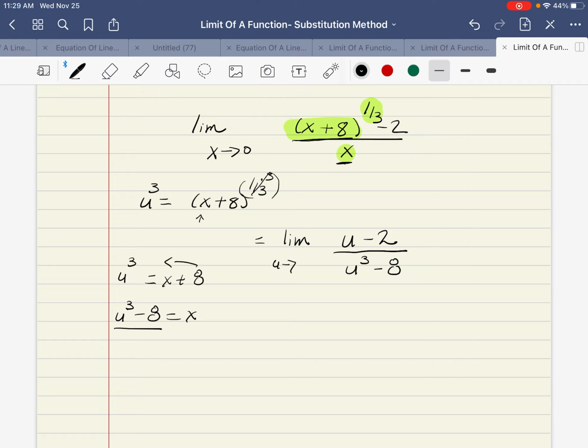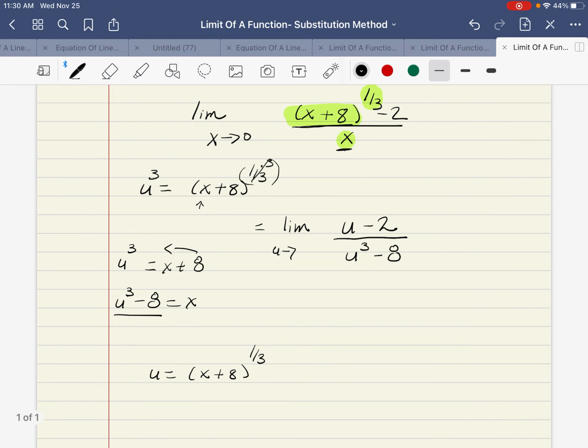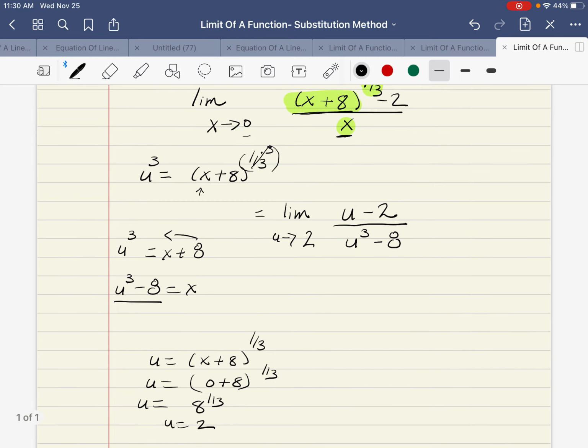So you want to go back to that original u statement. Remember, this was the original statement I made. I let u equal x plus 8 to the 1/3. So now I'm going to take that original 0 that I was trying to approach, and I'm going to sub it in there for x. And this is just going to be 8 to the 1/3, which works out nicely to 2. So again, you always need to go back to that original u statement, and you need to set in that value that x is trying to approach. So now you have your limit of what u is going to approach.